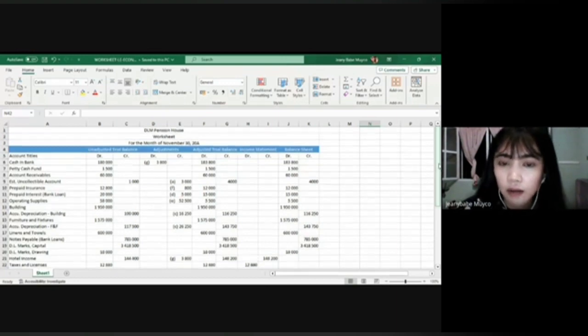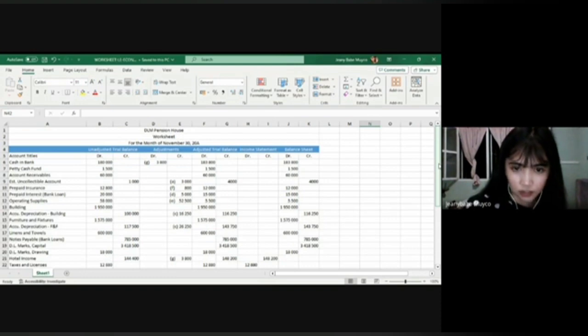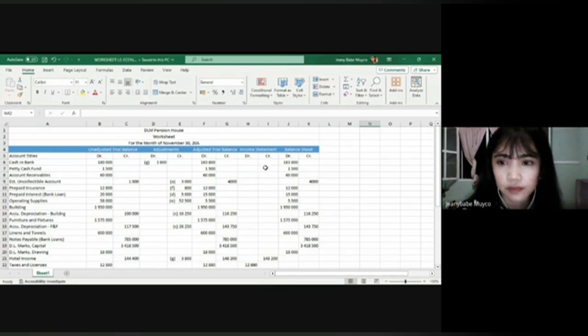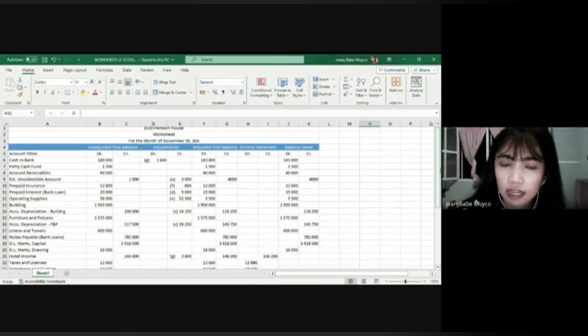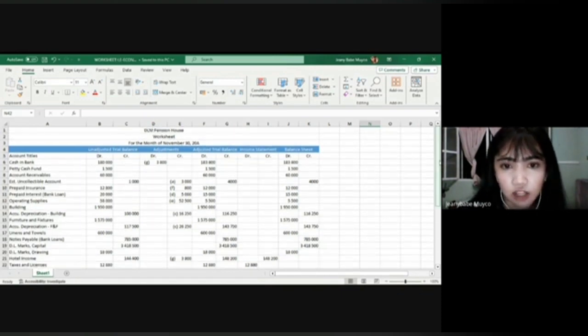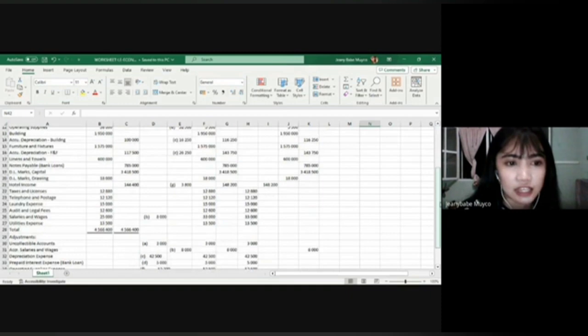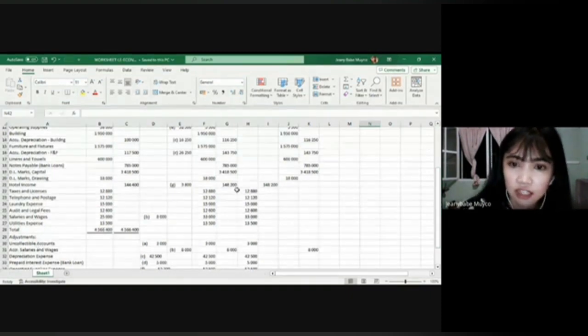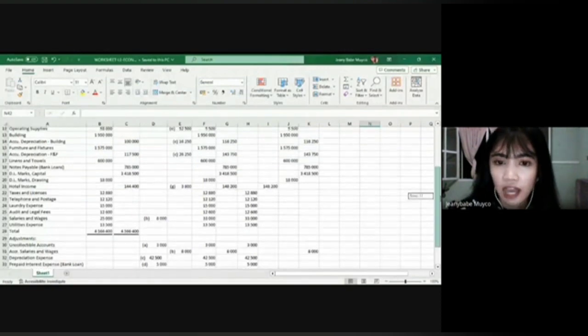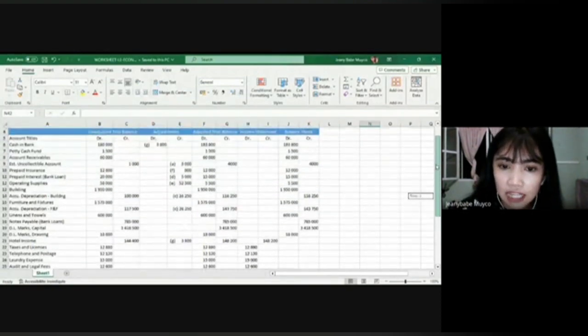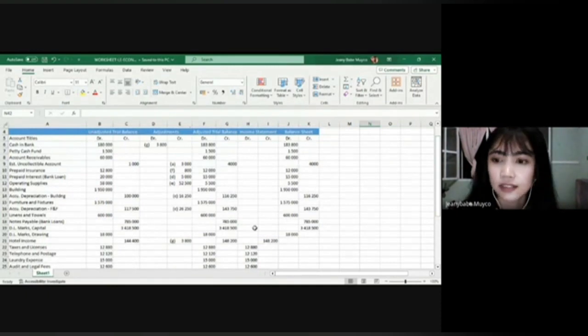So all income and expense is located in this column. The income statement is based on the adjusted trial balance. Like for example, we have here the hotel income. The adjusted trial balance for the hotel income is 148,200. So we have to put that on the income statement. Both are in credit side.